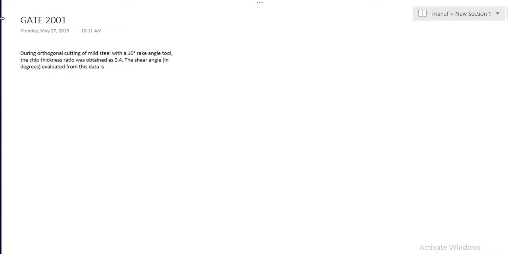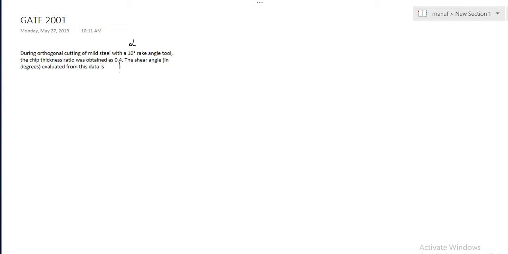Now we are given this GATE 2001 problem. During orthogonal cutting of mild steel with a 10-degree rake angle tool, the chip thickness ratio was obtained as 0.4. The shear angle in degrees evaluated from the data is? Here the rake angle alpha is given and the chip thickness ratio r is obtained equal to 0.4. We have to find the shear angle.